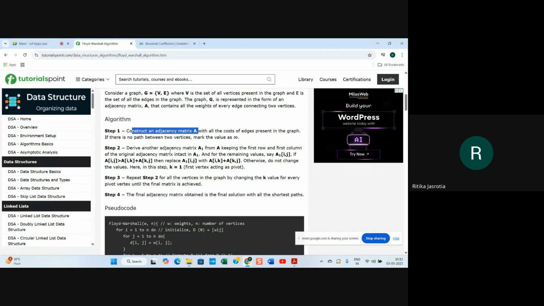Step 2 is derive another adjacency matrix A1 from A, keeping the first row and first column of the original adjacency matrix intact in A1. And for the remaining values, say A1ij, if Aij is greater than Aik plus Akj, then replace A1ij with Aik plus Akj.